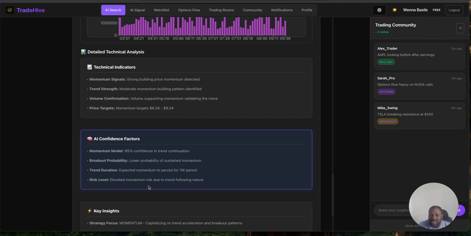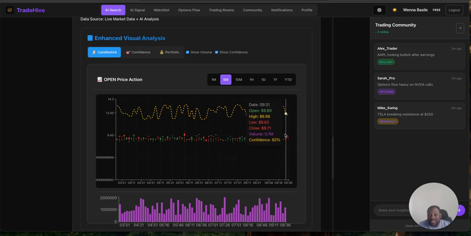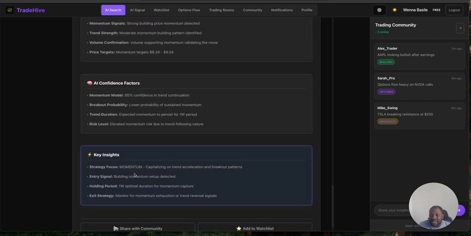Elevated momentum risk due to the trend following nature, right? Like you see, this causes all of that. And it's good for people who day trade and swing trade as well, right? And so key insights, right? Strategy focus: momentum, capitalize on trends, right? The AI tells you that you need to capitalize on trend. When it goes up, you sell. When it goes down, you look at where it goes down, you buy. Price action comes and pushes the price up, then you sell again, right? It tells you what to do, right? From a trading mindset, it tells you.